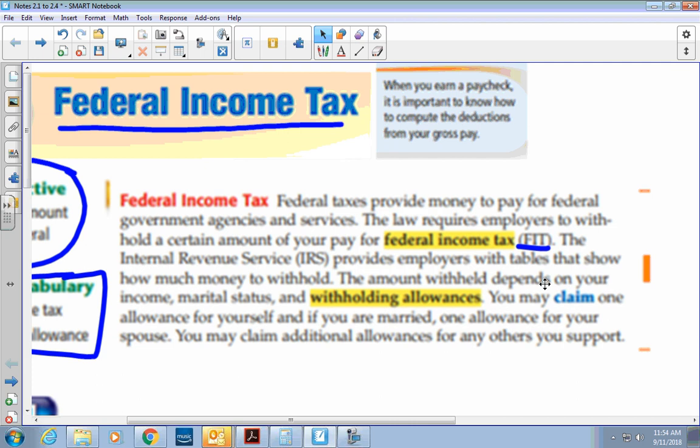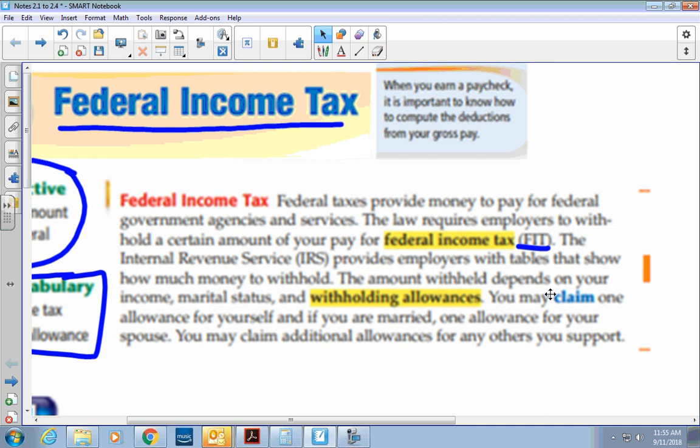If you just turn the page of your note packet, you can see I've included tables. So we're going to be using tables to find how much needs to be withheld. The amount withheld depends on your income, your marital status, so whether you're married or not married, and withholding allowances.